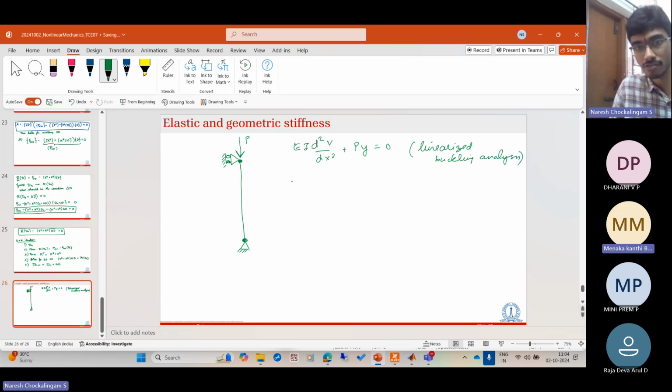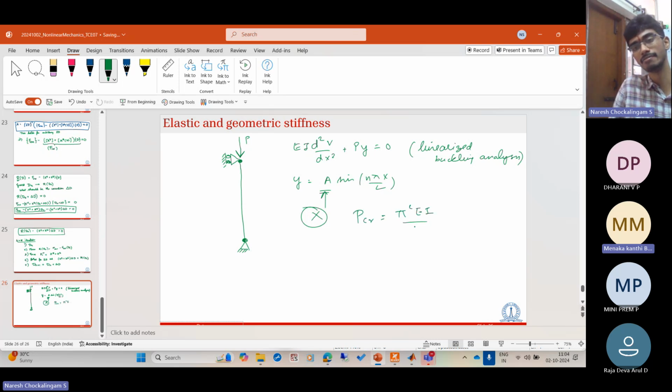And you'll get a solution of the form y is equal to A sin(nπx/L). And this A can never be determined. We don't even know what A is. A is just some arbitrary constant, but we'll get a critical load. We get a critical load P as π²EI/L². But when you do a nonlinear analysis, which we'll be doing right now, you can actually get the deflected shape.